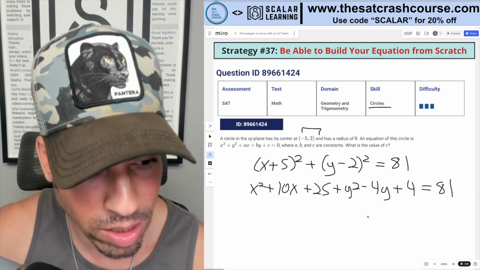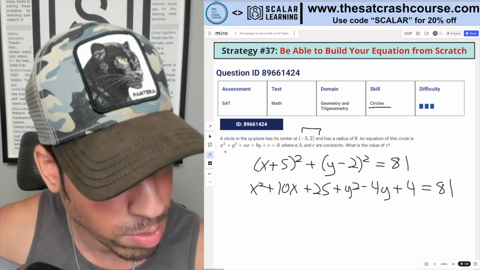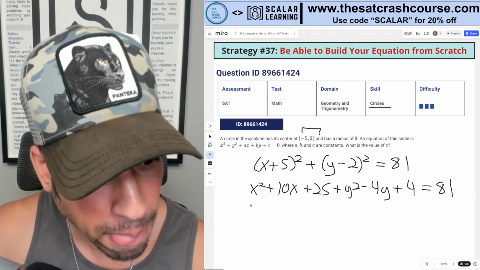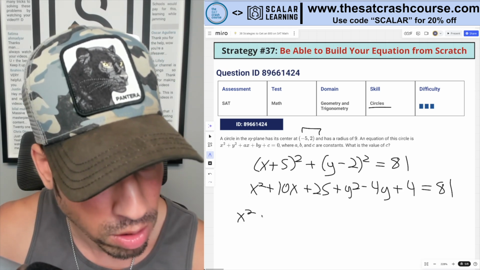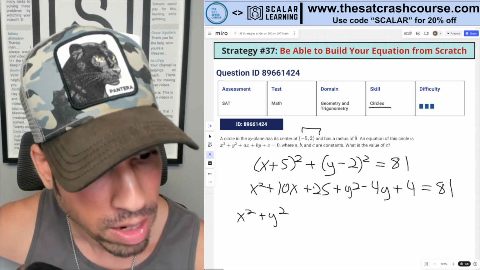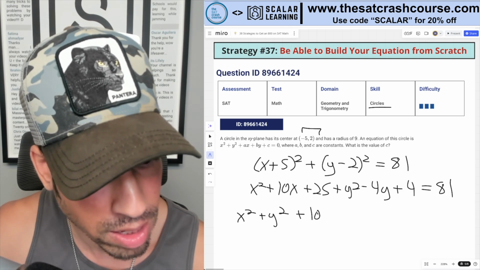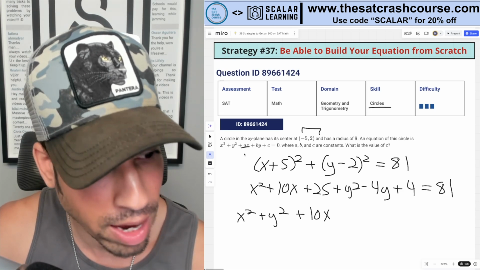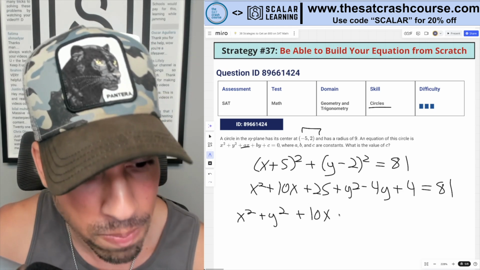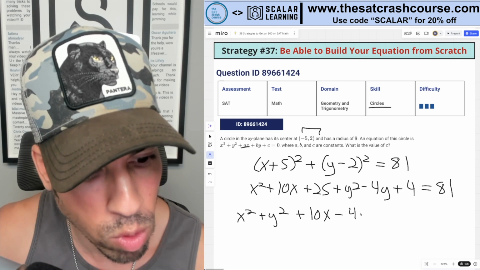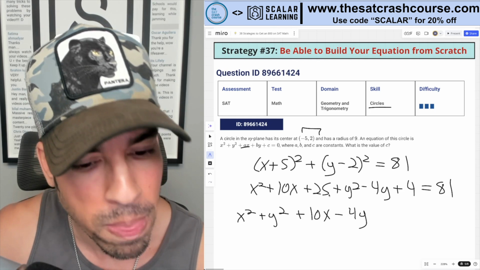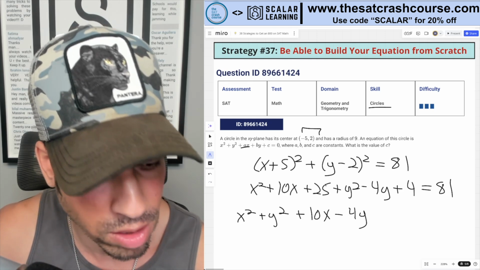Now let's get everything to the left-hand side, and I'm going to put it in that exact same format. Check this out. I'm going to rearrange it, x squared plus y squared, and then we've got plus 10x. Oh, 10x and ax, well, a is 10, not that we care, minus 4y. Oh, b must be -4. But now we want c, we want the constant. So let's add them all up.